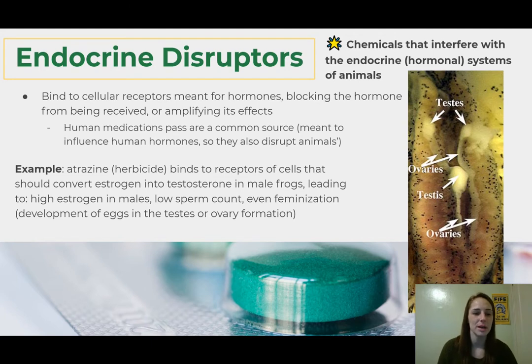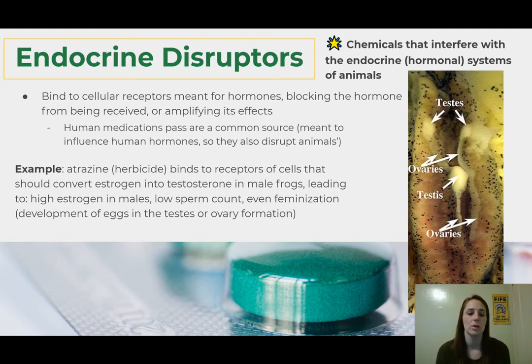An example is atrazine, which is an herbicide that is sprayed on crops in order to kill off weeds. What it does is it binds to the receptors of cells that should convert estrogen into testosterone in male frogs. So it leads to the frogs having higher estrogen levels than they're supposed to.